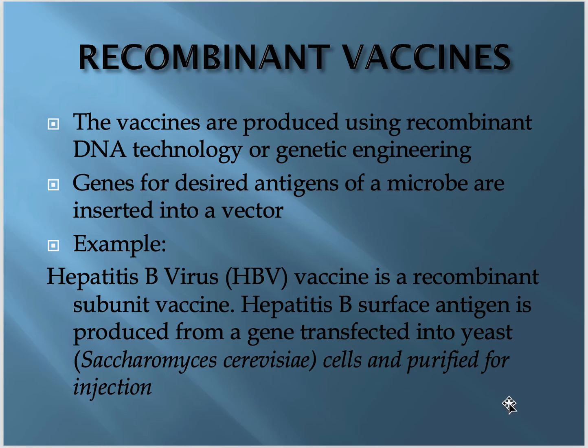yeast cells and purified for injection. So what was done? First the gene which encodes the hepatitis B surface antigen was selected, and then that gene was transfected into yeast. As the yeast cell now has the gene, it will produce the surface antigen, so we can just harvest and purify it and use it as a vaccine.